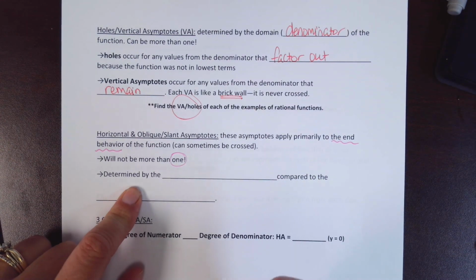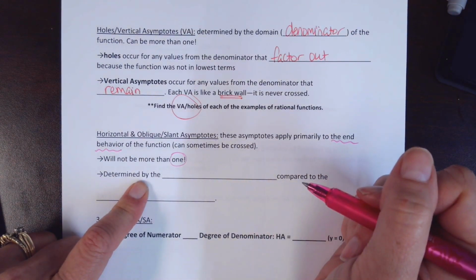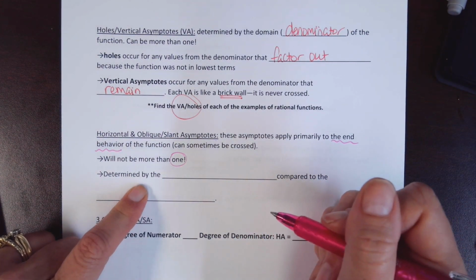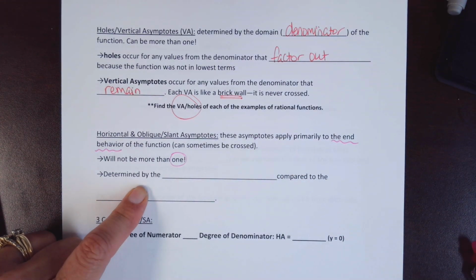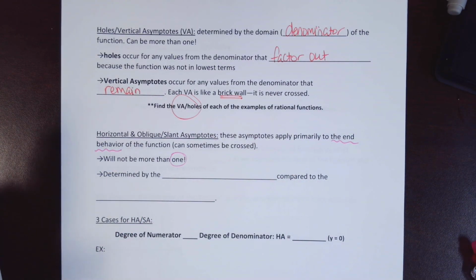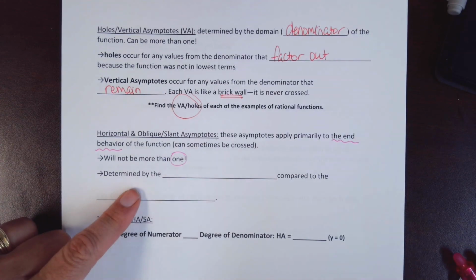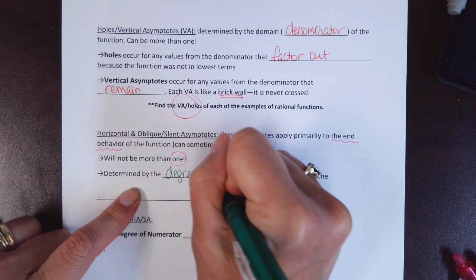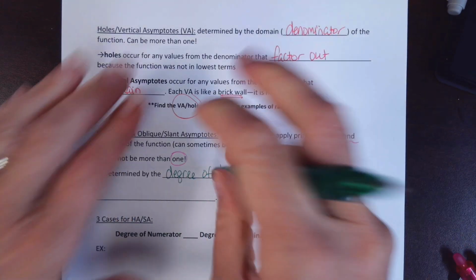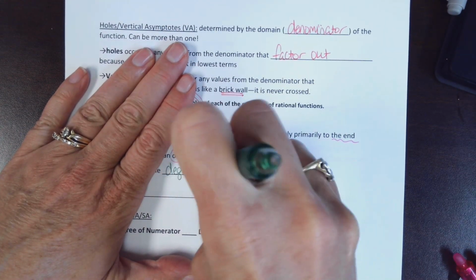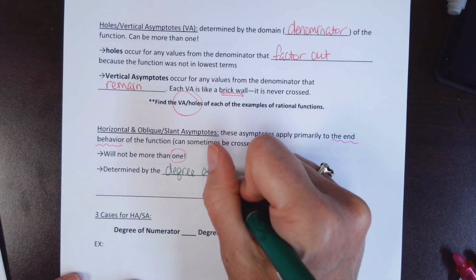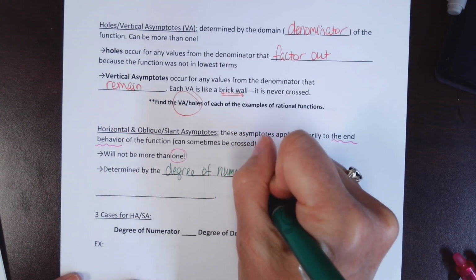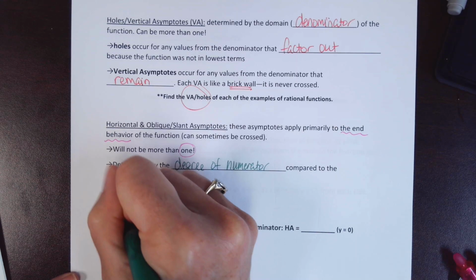Instead of looking at the denominator to find the horizontal or slant asymptote, we compare the degree of the denominator to the degree of the numerator. Determined by the degree of the denominator. You know what? Let's put them in order, top to bottom. So if you haven't written that down, the degree of the numerator compared to the degree of the denominator.